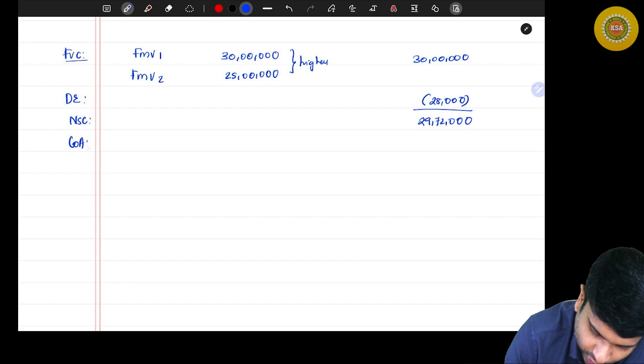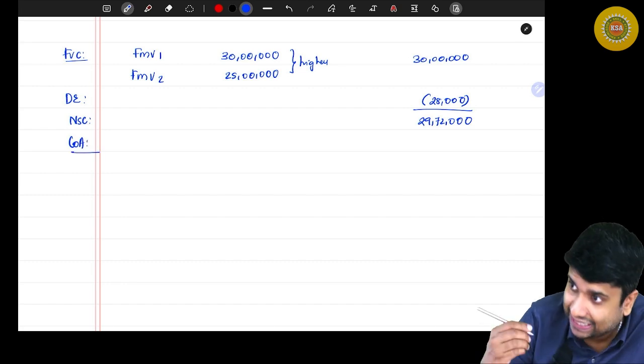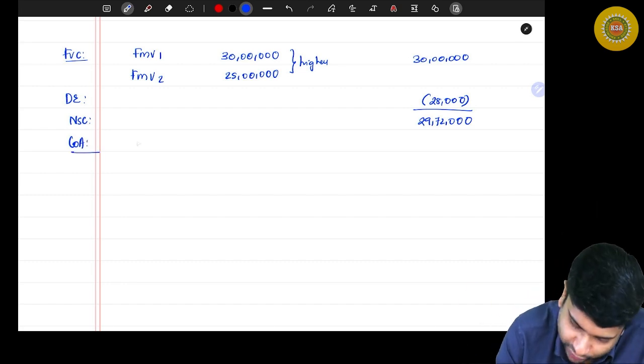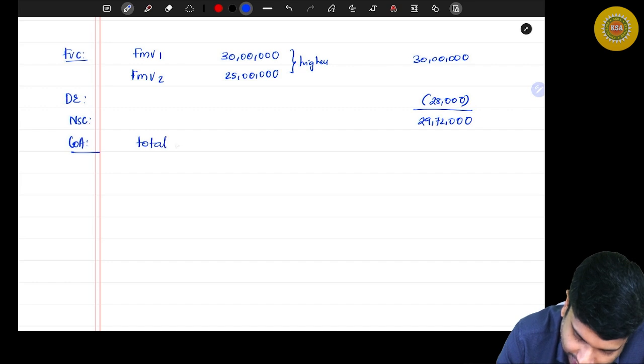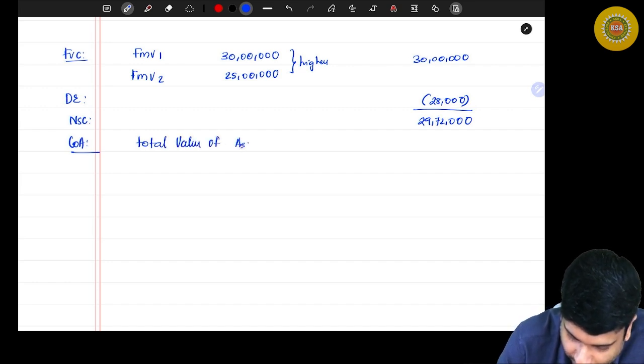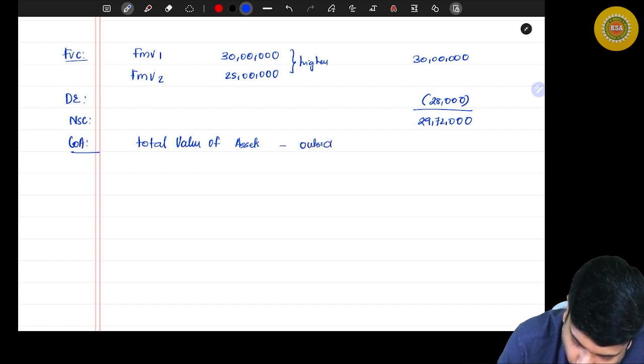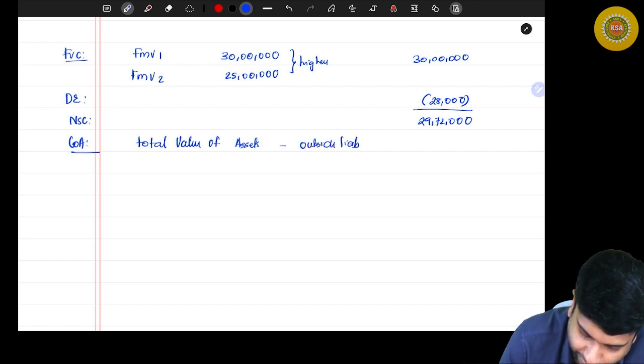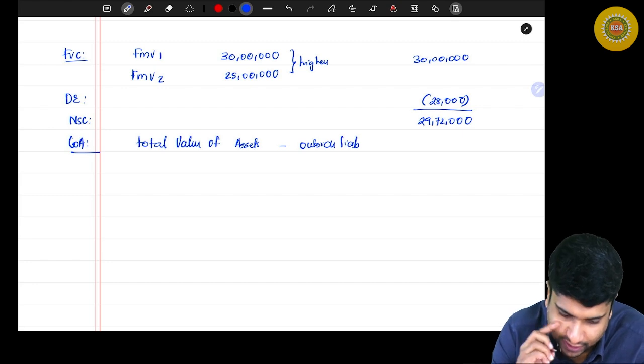How about the cost of acquisition? For that, you have to compute the net worth. For the cost of acquisition, first of all, you have to compute the total value of assets, minus outside liability. First of all, let's value the total value of assets. Which all are the assets we have?